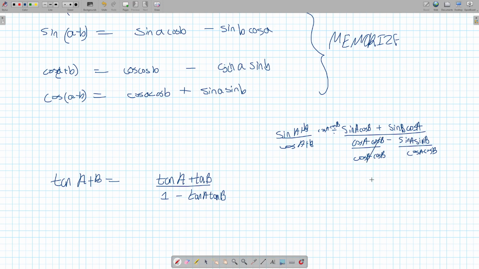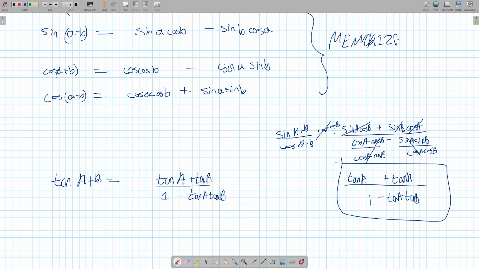We're going to get that this one cancels, so the denominator you can get 1. Sine A over cosine A is tan A, so these two cancel. Sine B over cosine B is going to be tan B. Sine A over cosine A is tan A, and then cosine B over cosine B cancels. Sine B over cosine B, they cancel with each other, so you're going to get tan B, and then cosine A over cosine A cancels. Okay, so you're done, and this is what you get at the end: tan A plus tan B over 1 minus tan A tan B.